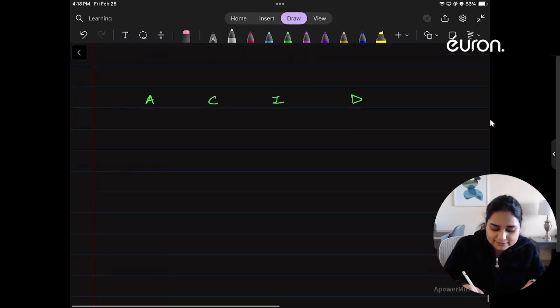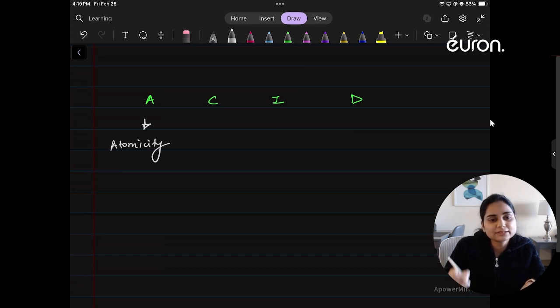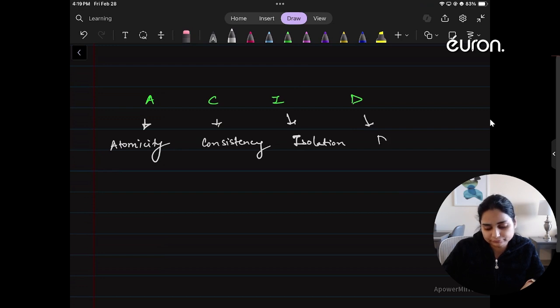So here your A stands for atomicity. Your C stands for consistency. Your I stands for isolation. And your D stands for durability. So this is the full form of ACID. Now we will quickly see all of them one by one.